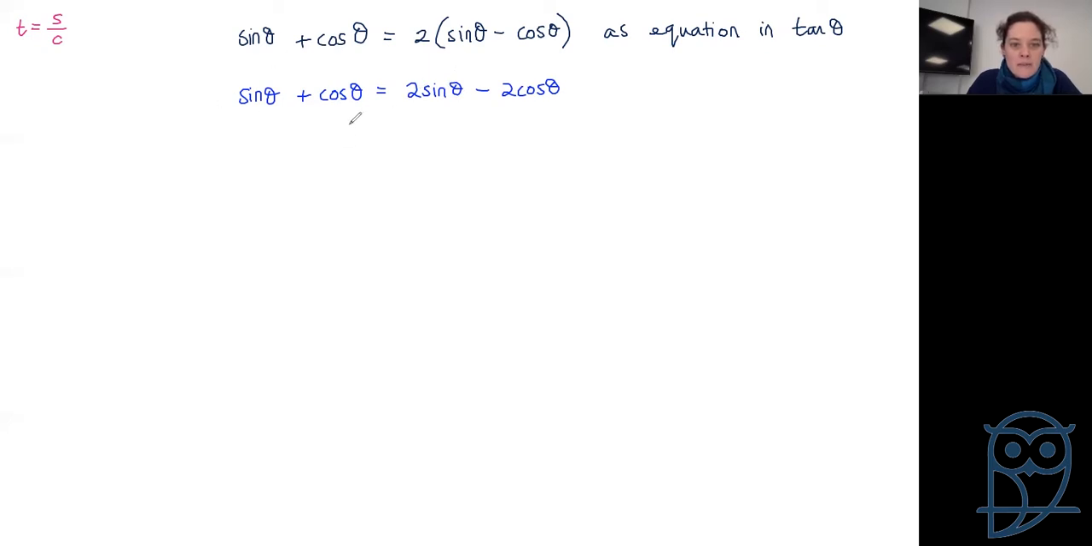So this would be 0 equals 2 sine theta minus sine theta, which gives us sine theta, minus 2 cos theta minus cos theta, which is minus 3 cos theta. Now, we want to go to tan. In order to get tan, we need a sine over cos, so we can divide through by cos theta. 0 divided by cos theta, of course, is 0.